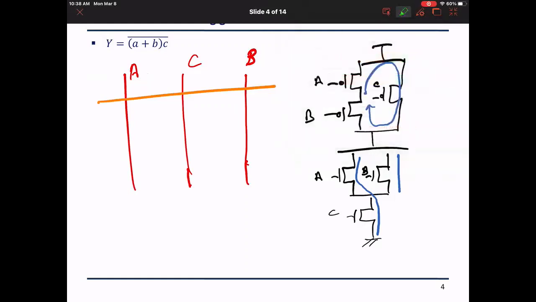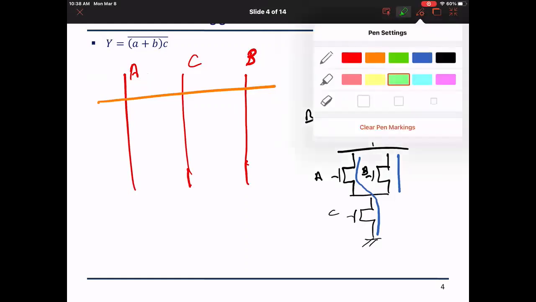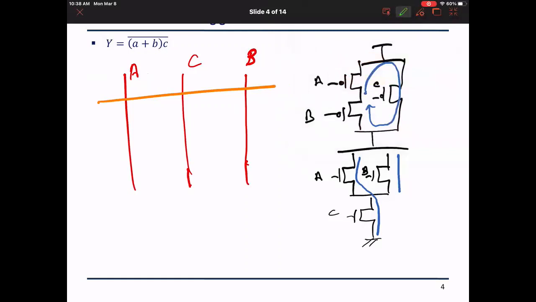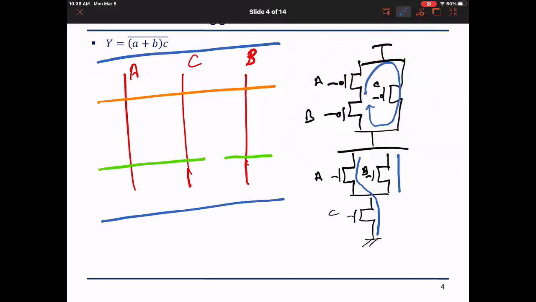But in the pull down, what do I have? In the pull down I have AC and then I have B alone. Let's see why. Let me draw VDD and let me draw ground and let me label the intermediate nodes. This is 1, this is out, VDD and the ground, we know them, this is node 2.